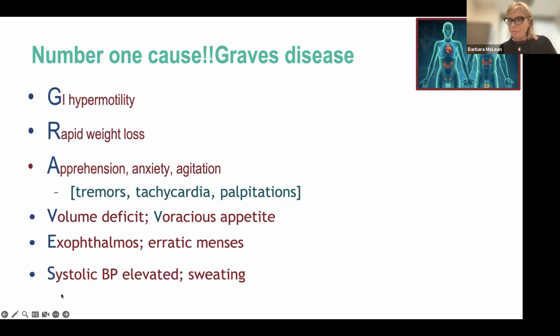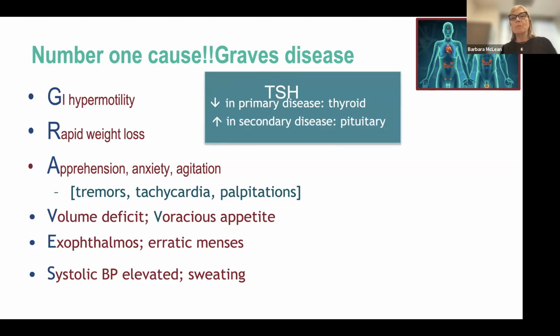I wish I'd thought of it. I didn't, but it's really great because it kind of lines up all the things you're expecting to see in this patient population. Now, when you look at their laboratory values, if their primary disease means the problem is the thyroid gland, the thyroid gland is hyperproducing thyroid hormone.